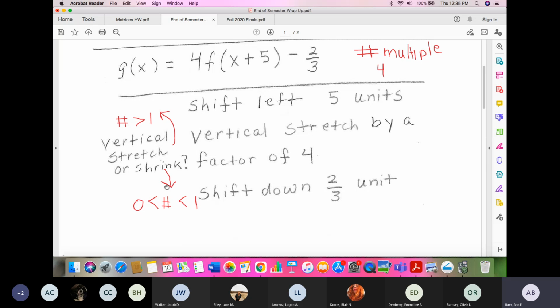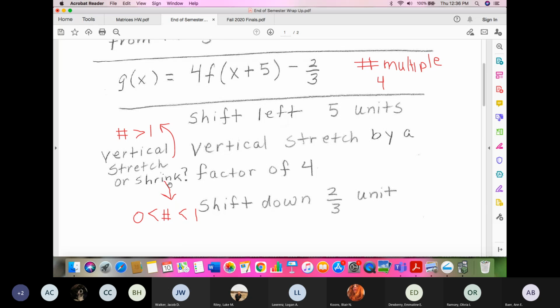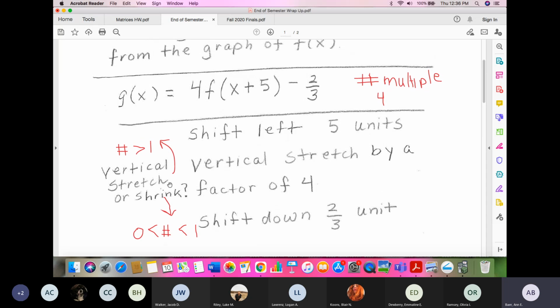If you knew that you had a vertical stretch or a vertical shrink, a small number you would think would give you a shrink, and a bigger number would give you a stretch, and that's what happens. So let's take a look here.